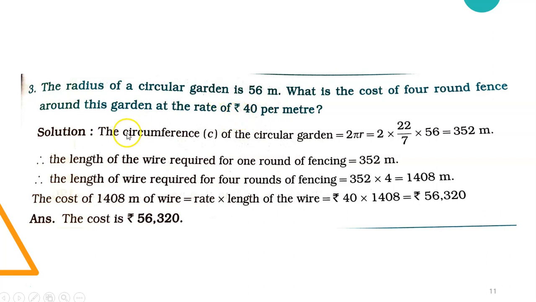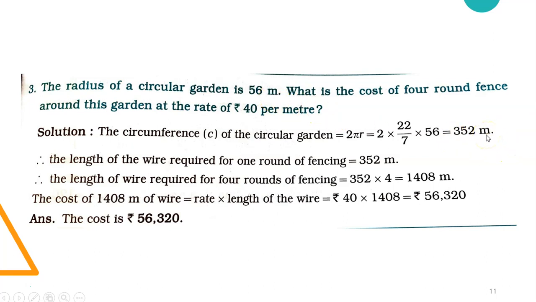So let us start. The circumference C of the circular garden, in this case, since the radius is given to us, we are going to use the formula 2 pi r. So 2 into 22 upon 7 into r is 56. So when I solve this, the answer I get is 352. Again, this is meters.